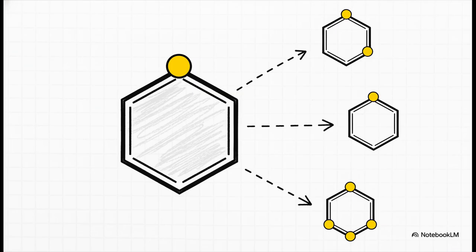See, with a second piece added, there are only 3 possible places it can go relative to the first one. It can be right next door, it can be 1 spot away, or it can be directly across the ring. These different arrangements are called isomers. Same parts, just put together differently. And because they are different, we need a naming system that can tell them apart.